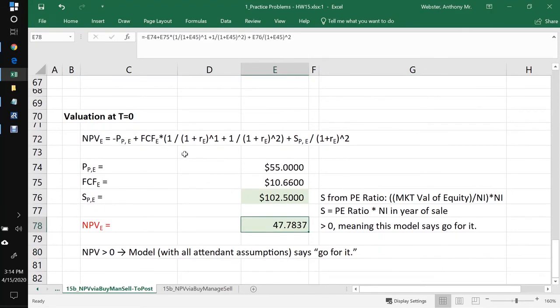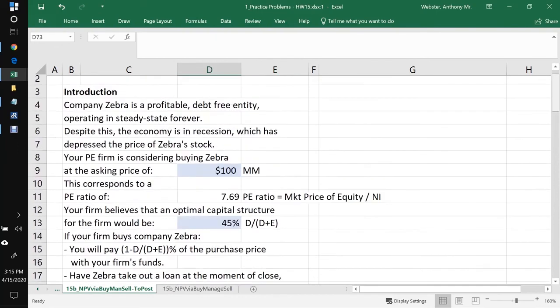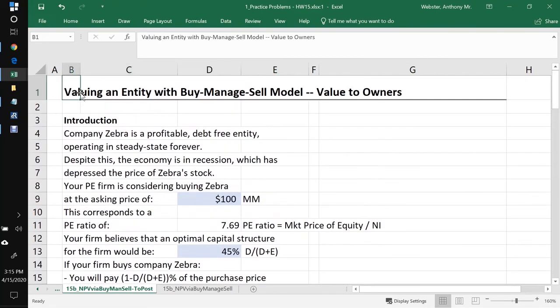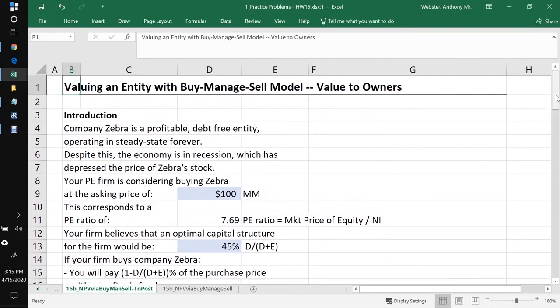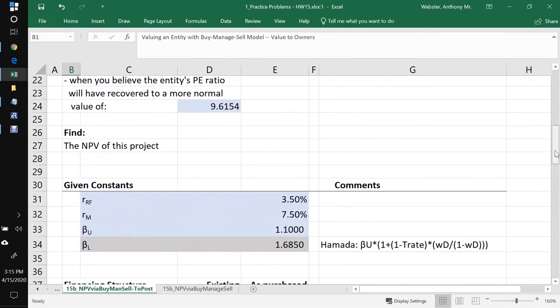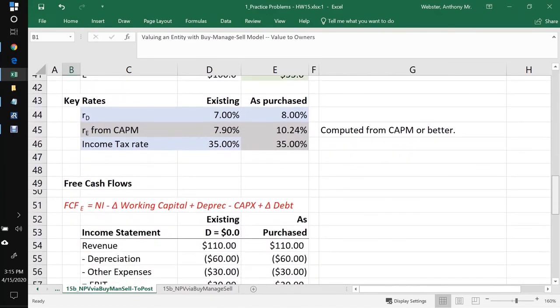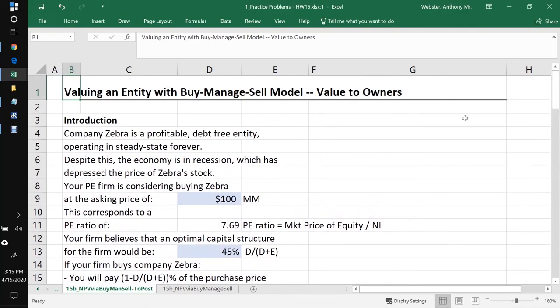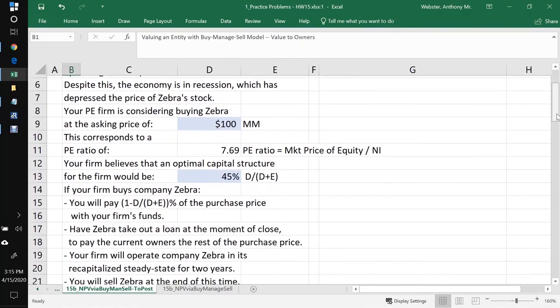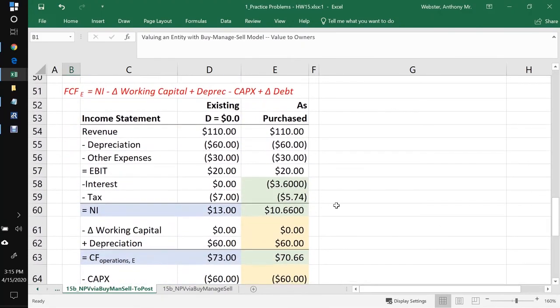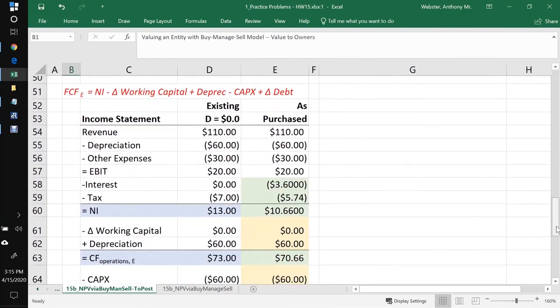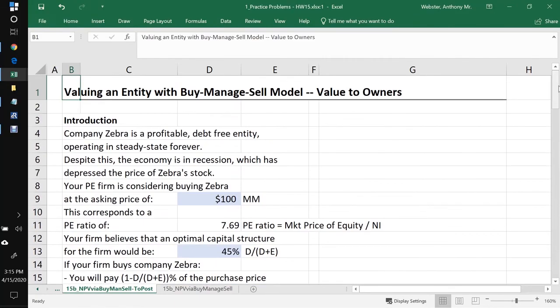So that's how to solve this type of problem. This is actually pretty realistic if you want to do a quick and dirty valuation of a company for a private equity firm or anyone who's thinking of buying a firm, running it for a short period of time until market conditions improve, and then selling it. It's helpful to just say, okay, the company is going to be in steady state, it's just a couple years, et cetera. So this is really not a bad back of the envelope model to use in a situation like this.